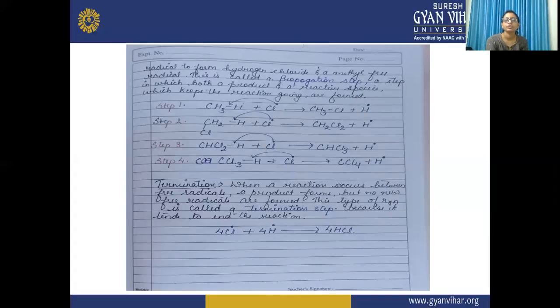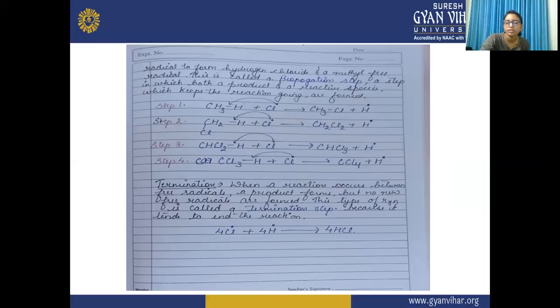Now the last step is your termination. Termination means there is a stoppage in the reaction. So when a reaction occurs between free radicals, a product forms, but no new free radicals are formed. This type of reaction is called a termination step. So in the termination step, there will be no formation of new free radicals, and this type of reaction is called the termination step.